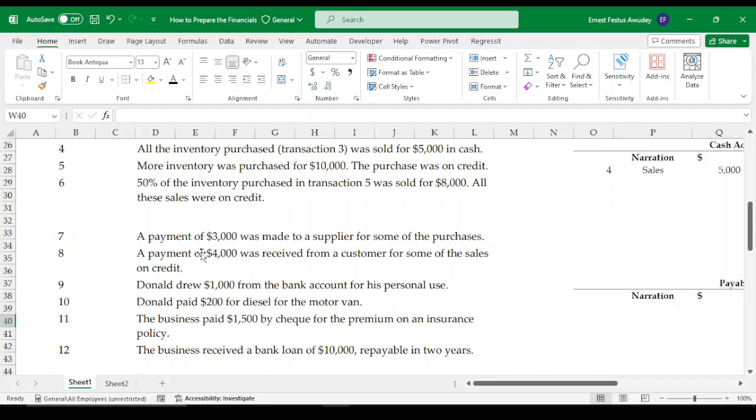So let's go to transaction 7. A payment of 3,000 was made to a supplier for some of the purchases. Payment of 3,000 was made to the supplier for some of the purchases.